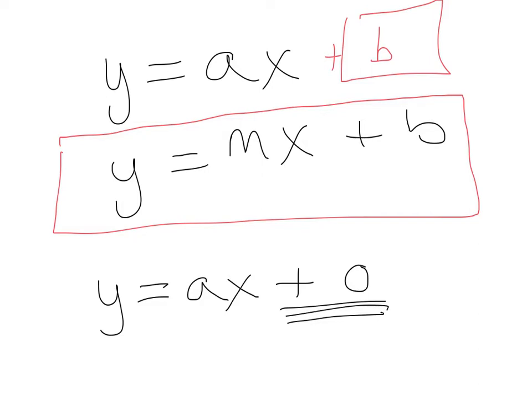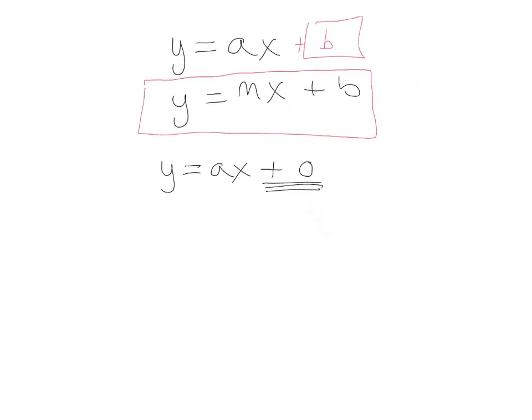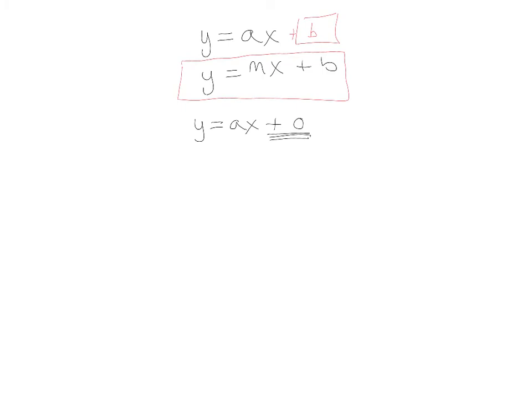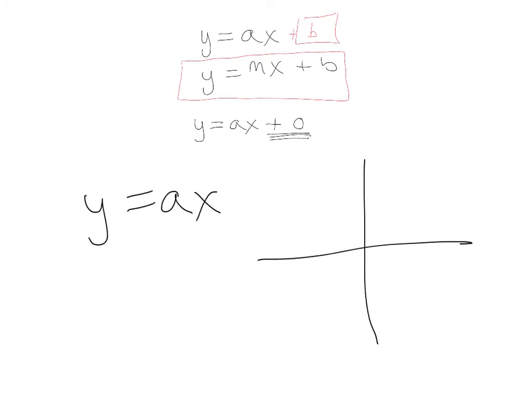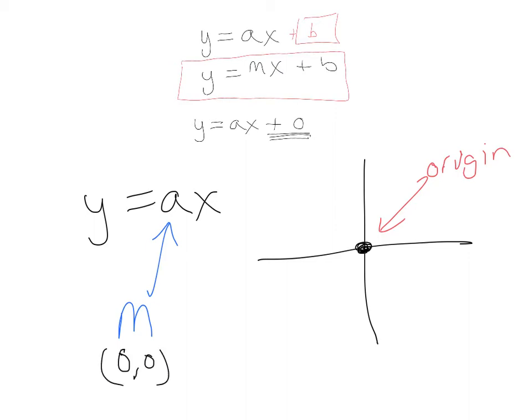What does that mean? It means that all of these equations of this form, y equals ax, always go through this point here, the origin. And it also means that this number right here, this a, is your slope. So the y-intercept is always 0, 0, and the slope is whatever the number a is right here.